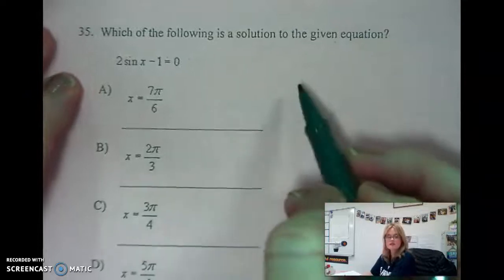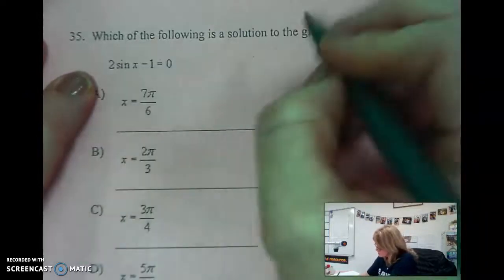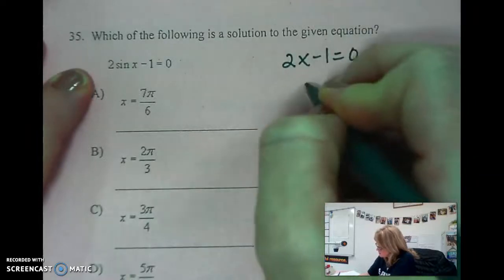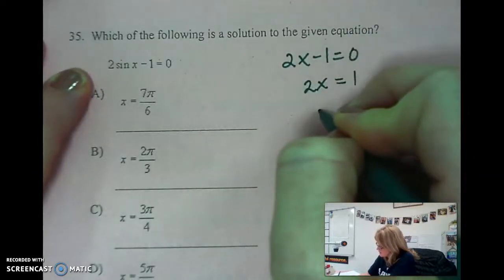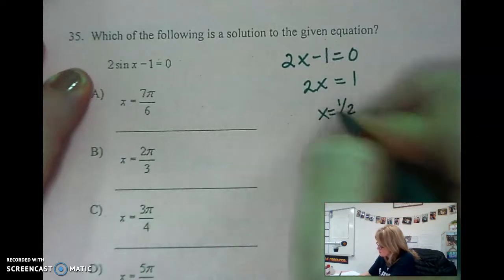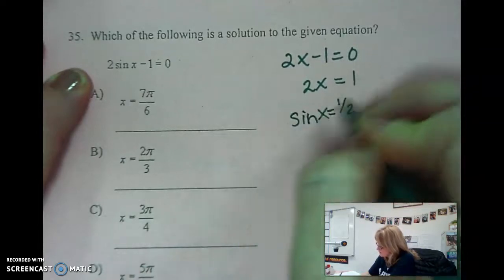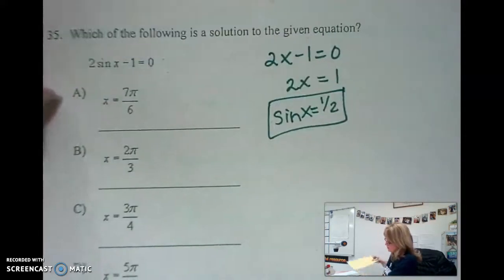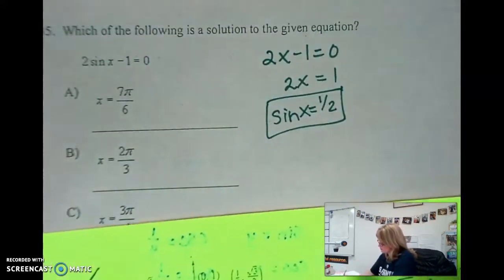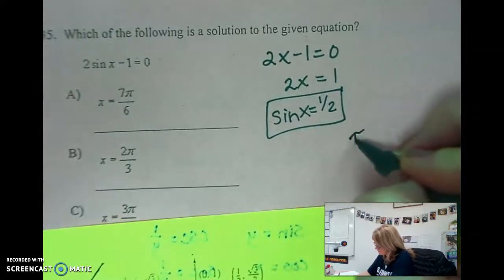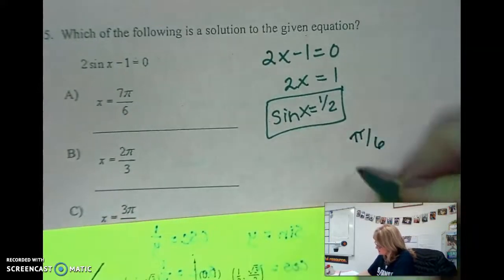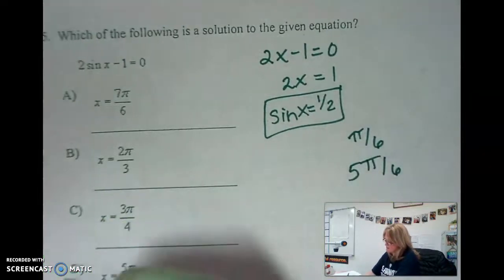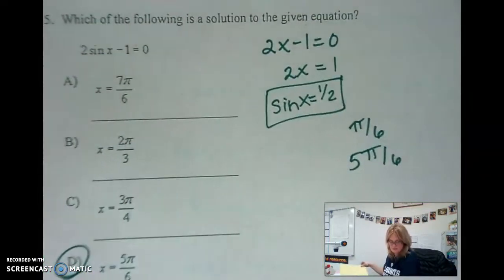Which of the following is a solution? Remember, you just solve it. Pretend the sine isn't there for a second and just solve this equation. So we add 1 to both sides and divide both sides by 2. And now throw the sine back in there. When is sine equal to 1/2? So on my unit circle, sine is my y value. It's 1/2 at pi over 6. And it's also 1/2 at 5 pi over 6. So my answer is D.